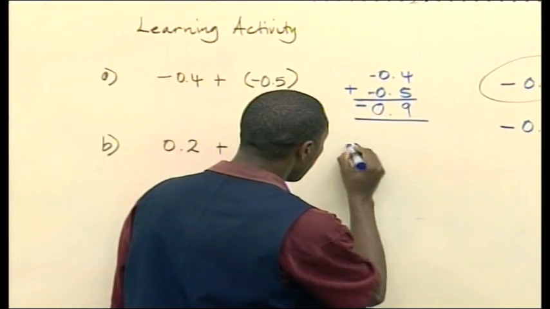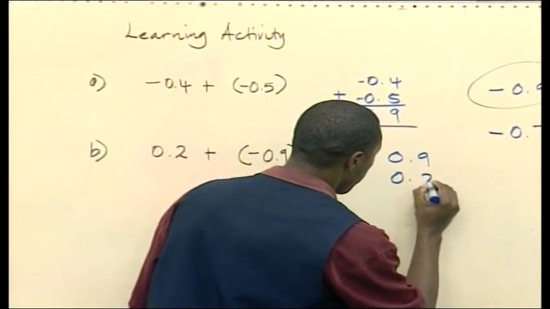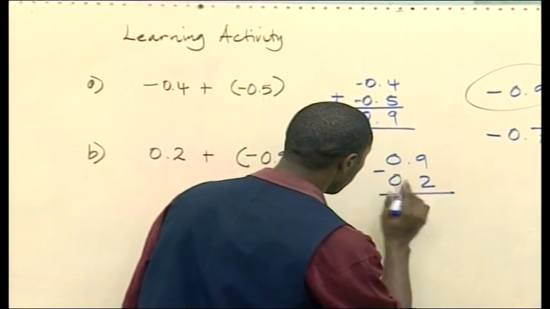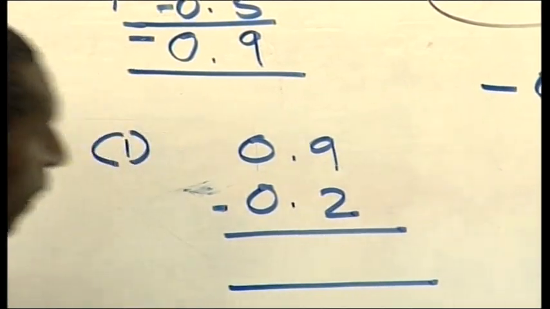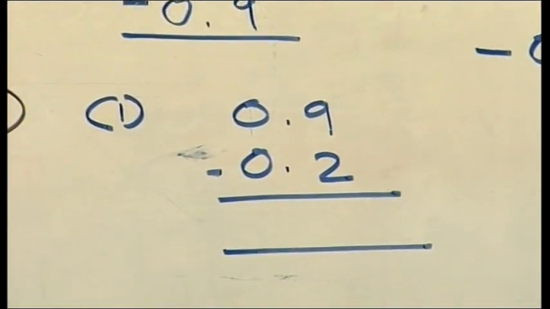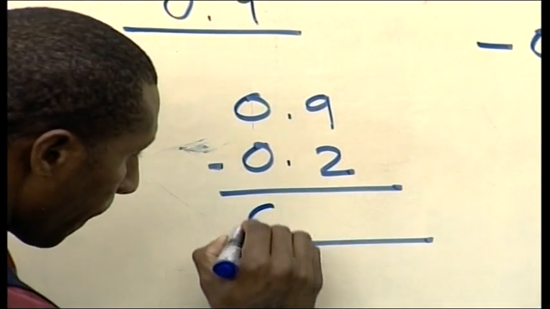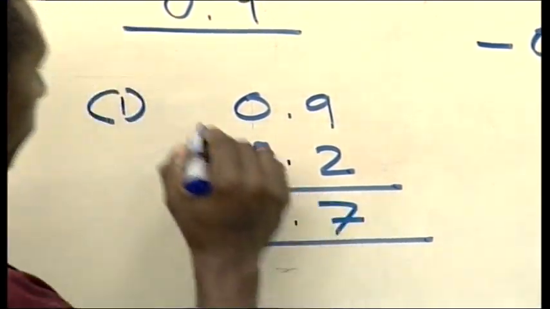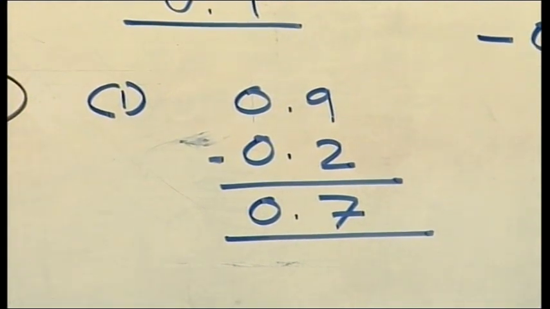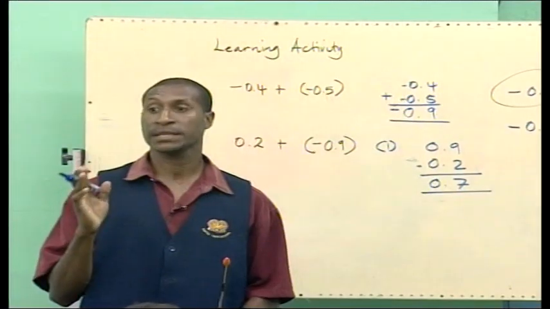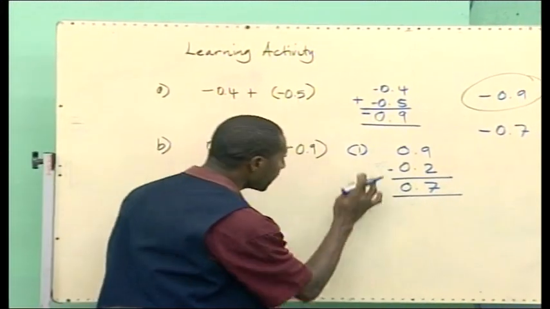Now, this is step number 1. 0.9 subtract. Now, what will be our answer? 0.7. Now, what is our next step? We are following step by step, okay? Step 1, and now we have completed step number 1. What is the next step?